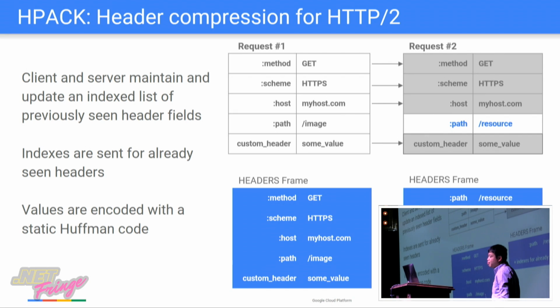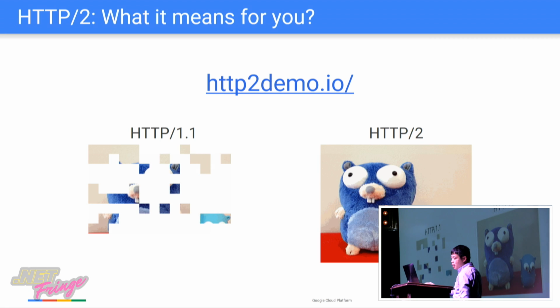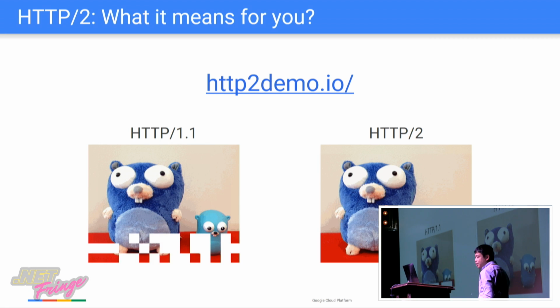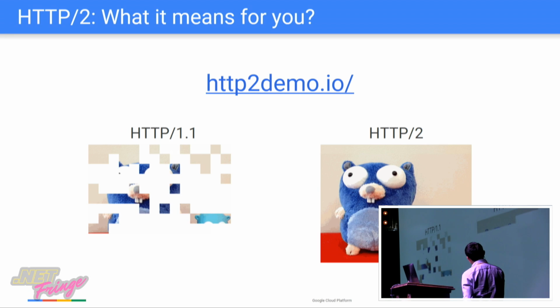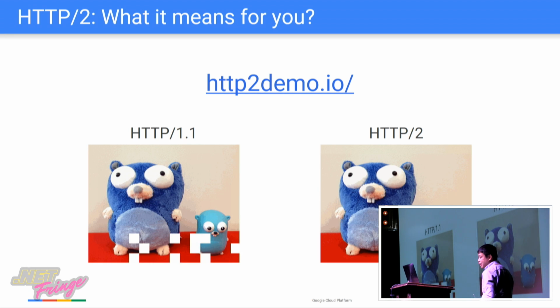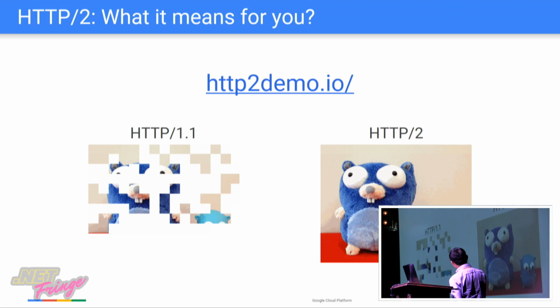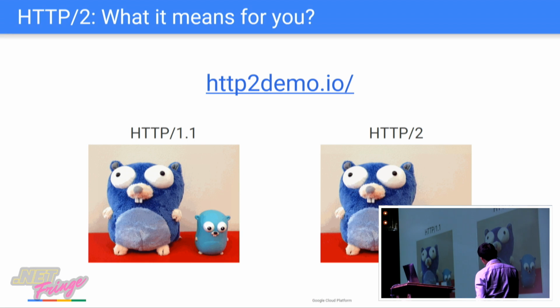HPACK, header compression for HTTP2. For most requests, like request number 1 and number 2, they have exactly the same headers, and HTTP2 will only send the delta with indexes for already seen values. And this is the HTTP2 demo. http2demo.io is a website you can go to check out the performance differences. It's quite impressive.